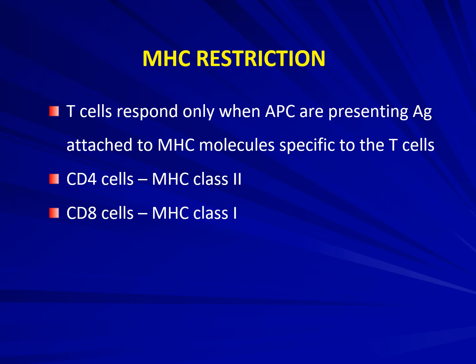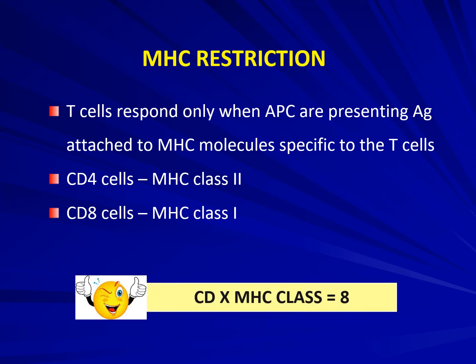And there are two classes, MHC class 1 and class 2. So which T cell attaches to which MHC class? Let's see, there's a simple formula. The CD4 cells recognize the antigen presented on MHC class 2, and CD8 will recognize it when presented on MHC class 1. The simplest way to remember: just multiply the CD number, 4 or 8, by the MHC class, and our ultimate number has to be 8. It's just one way of writing it down in your answers.